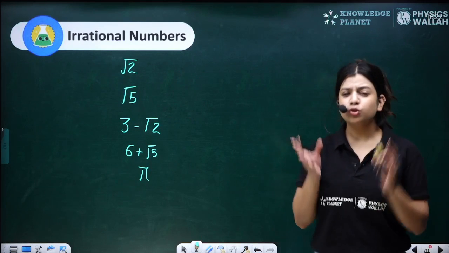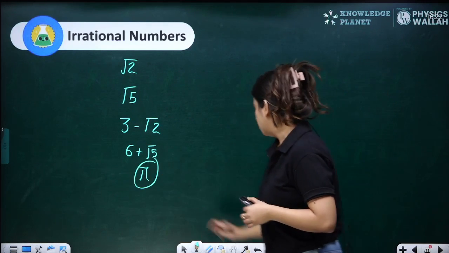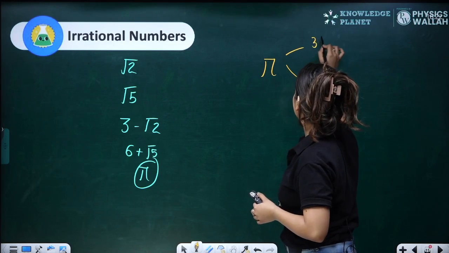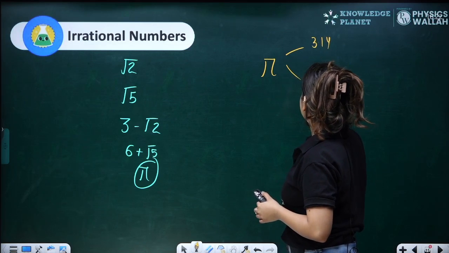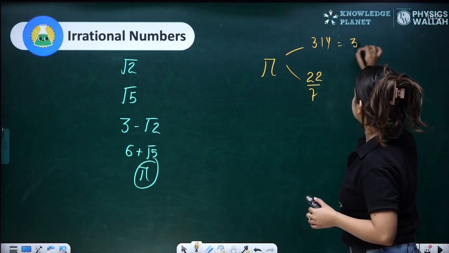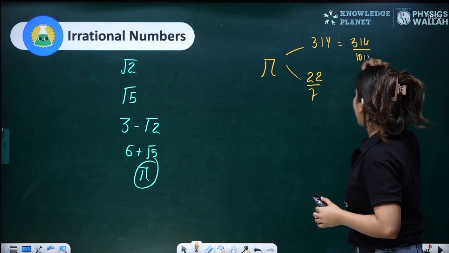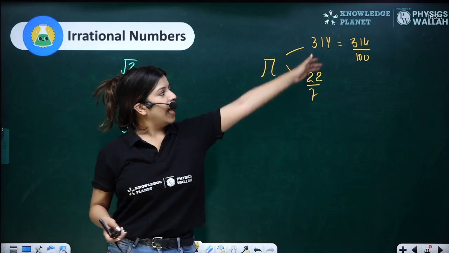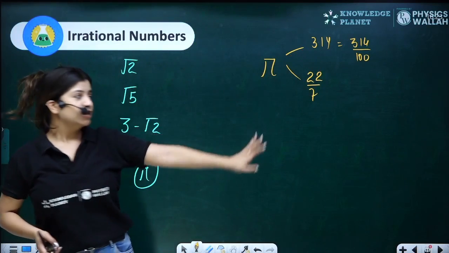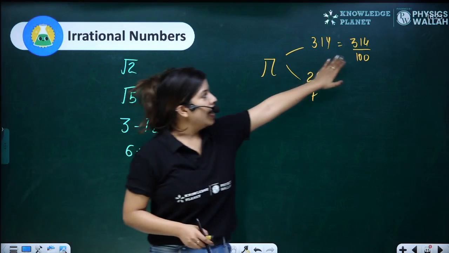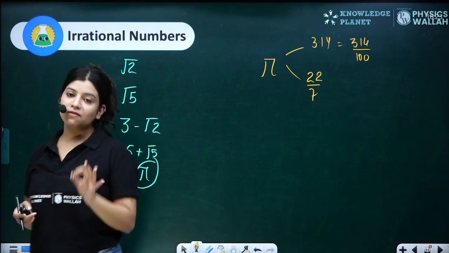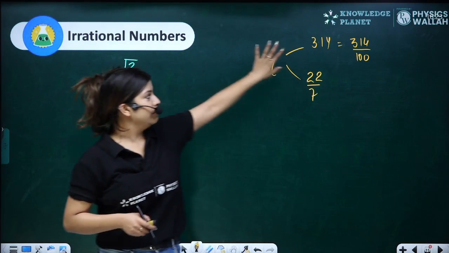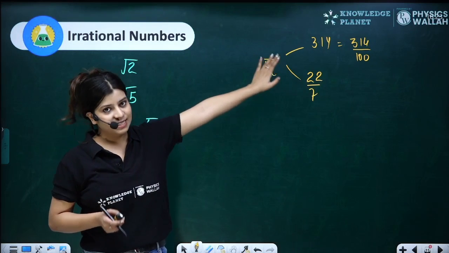Now certain times students get confused about this pi, right? So they say, ma'am, pi has values such as 3.14 and 22 by 7. 3.14 can be written as 314 by 100. So why do we say that it is an irrational number, whereas it can be expressed in the form of P by Q? So here students, when we talk about pi values, these are the approximate values of pi. That's why they are rational numbers. But when we talk about pi as an individual, it is an irrational number.